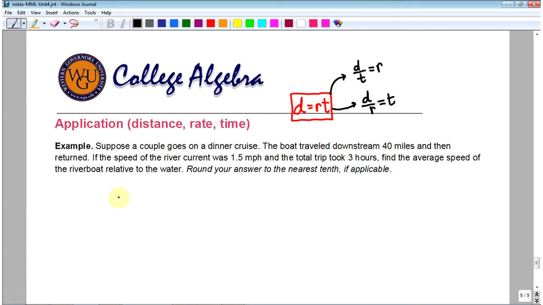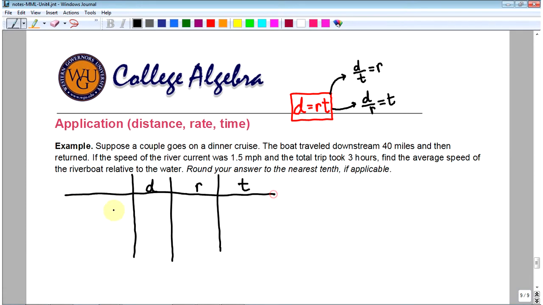So when approaching this type of problem, I like to set up a table. I'm going to have columns representing distance, rate, and time, and then rows that represent the two conditions of my trip. For this trip, the couple is traveling downstream, which means they're flowing along with the current. So the current's going to propel them faster than the boat would normally go if the water were still.